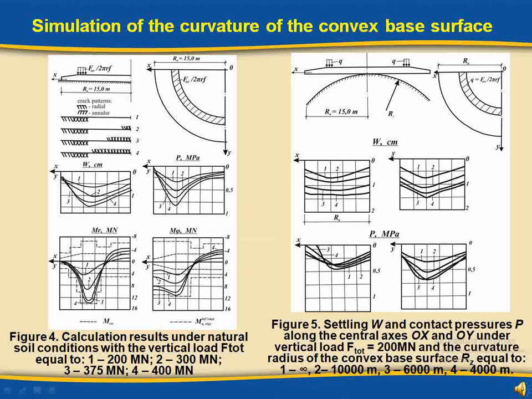1 equal to 200 MN, which is twice as less than the limit load F_u, n_r equals F_u divided by F1 equals 2.0, the factor of safety of the foundation slab under normal soil conditions.